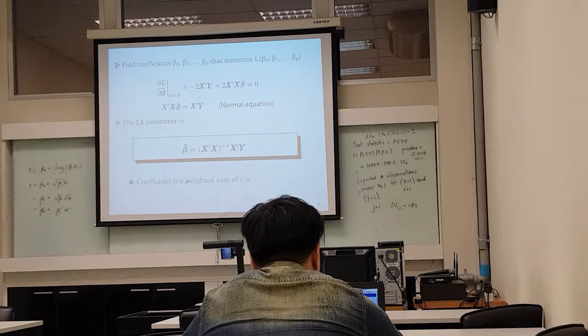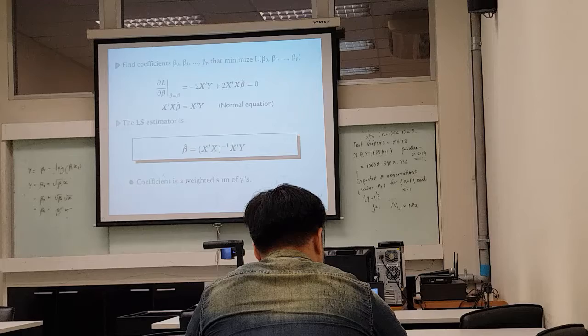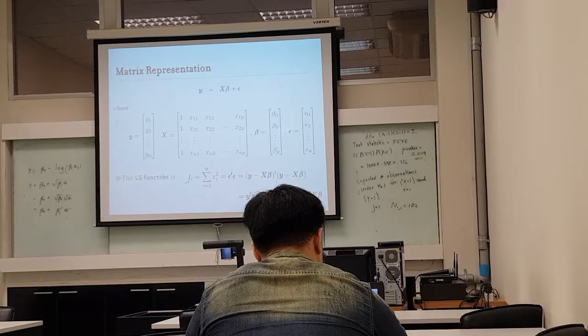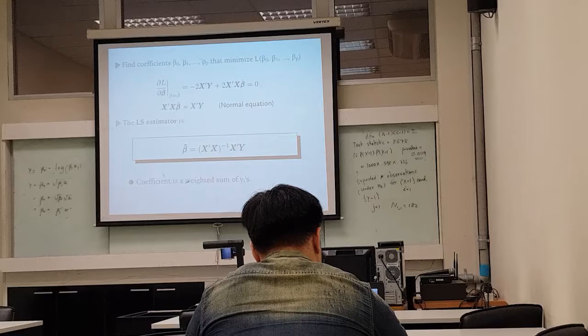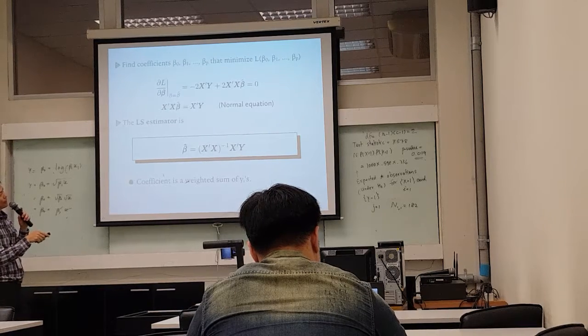This means that if you use this beta, you minimize the value of L, the error. To find beta, you just invert this term and multiply it on both sides. If you multiply the inverse of this term on both sides, it cancels this term, so this term will be gone, and you get this equation. So your coefficients, this one is a vector.